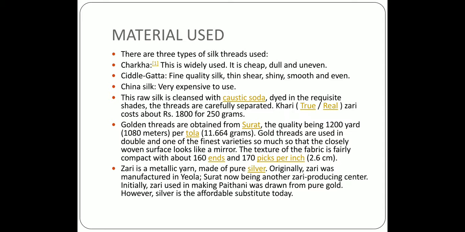Khadi zari costs about 1800 for 250 grams. Golden threads are obtained from Surat, the quality being 1200 yards per tola. Gold threads are used in double, and one of the finest varieties, so much so that the closely woven surface looks like a mirror. The texture of the fabric is fairly compact with about 160 ends and 170 picks per inch. Zari is a metallic yarn made of pure silver. Originally, zari was manufactured in Yeola, with Surat now being another zari producing center. Initially, zari used in making Pethani was drawn from pure gold. However, silk is the affordable substitute today.